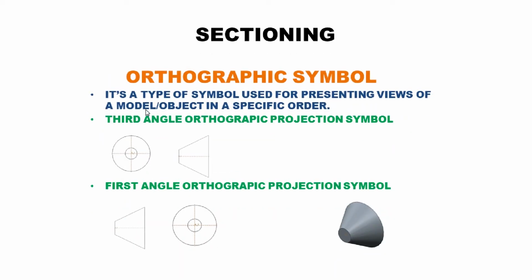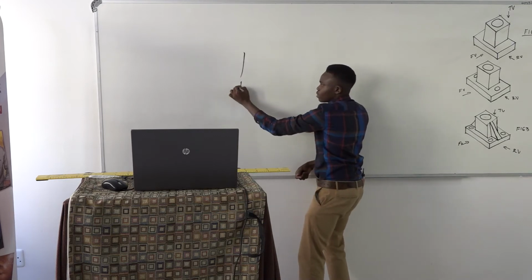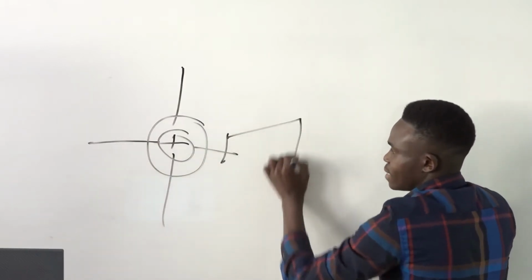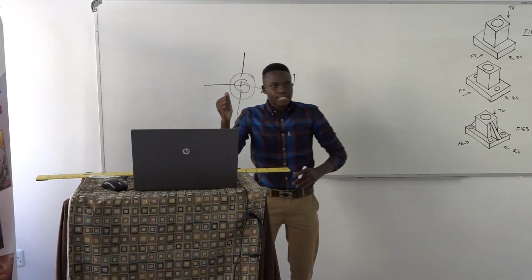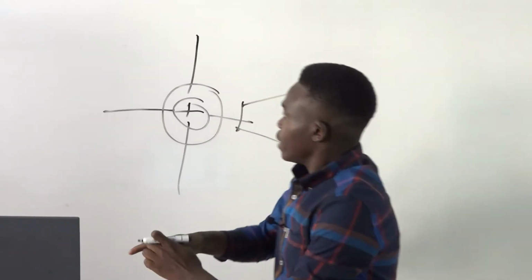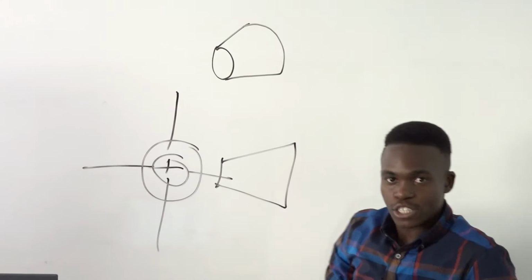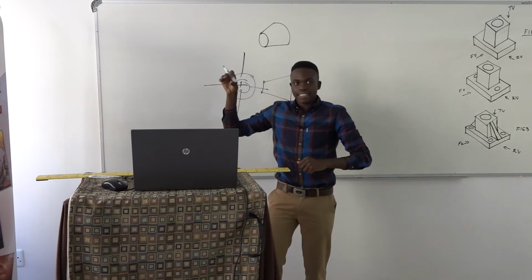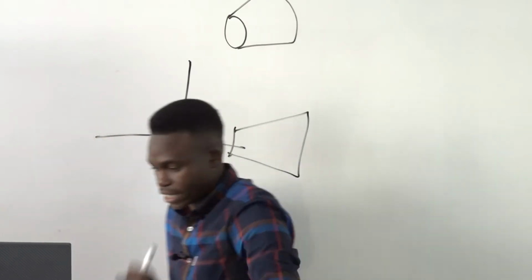Now let's analyze the orthographic symbol. You'll be surprised that sometimes you see such a symbol, like that, but you don't know what it means. Now I'm going to make it easy for you. This is a truncated cone, a three-dimensional shape. It looks like that. So you have to analyze the front view part of it and the right view part of it. For now, I'm referring to the third angle orthographic projection symbol.